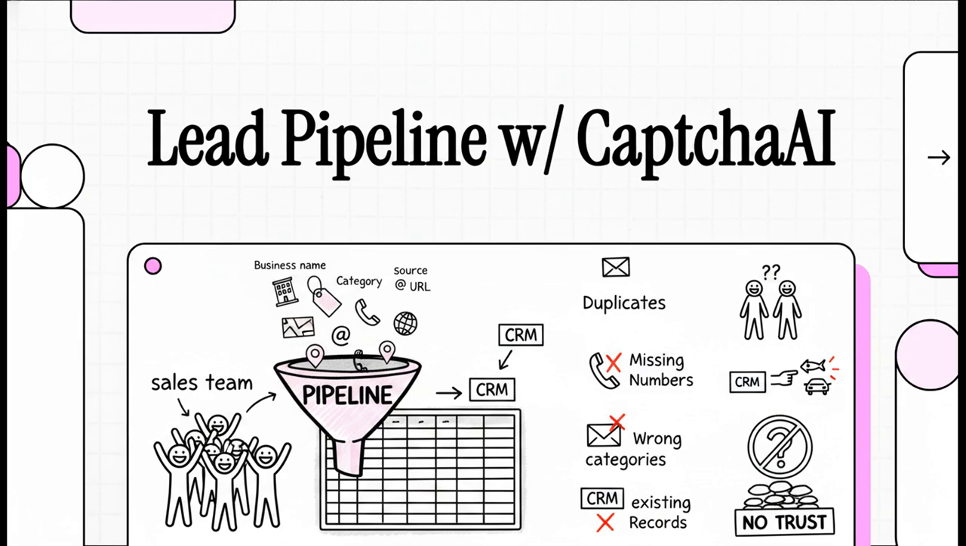And at first glance, it looks incredible. Hundreds of records, perfectly neat columns. The import goes off without a hitch. Sales finally has something new to chew on. But then the cracks start to show.